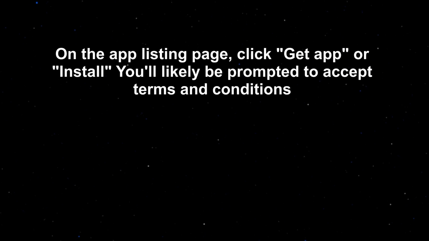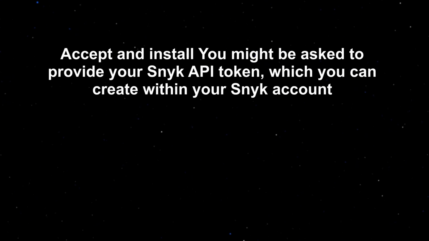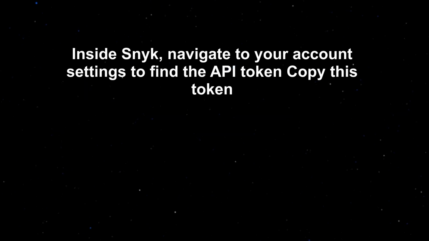On the app listing page, click Get App or Install. You'll likely be prompted to accept terms and conditions. Accept and install. You might be asked to provide your Snyk API token, which you can create within your Snyk account. Inside Snyk, navigate to your account settings to find the API token.